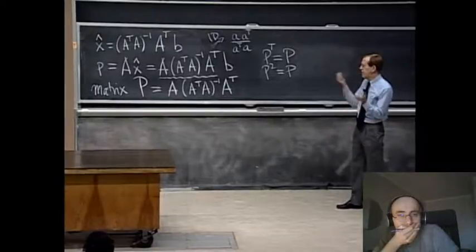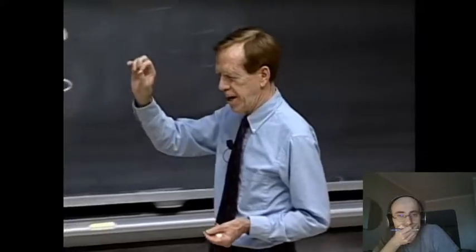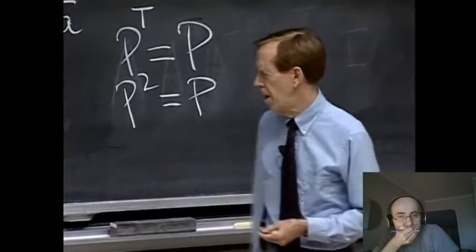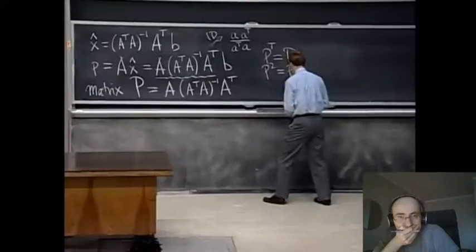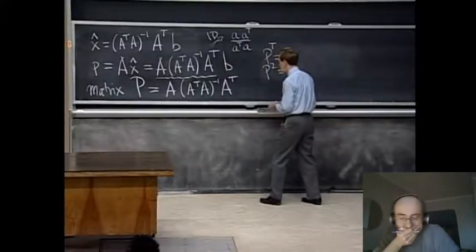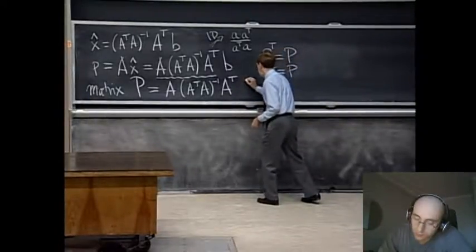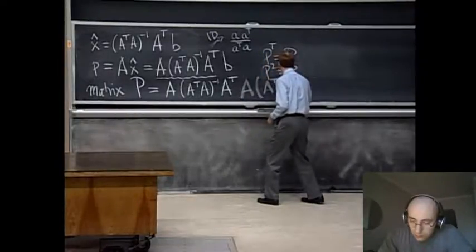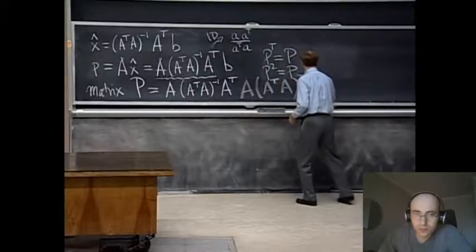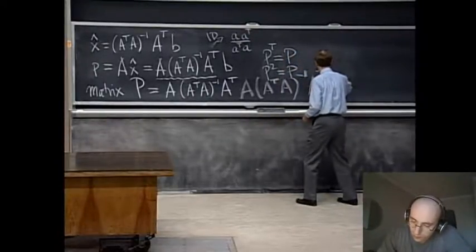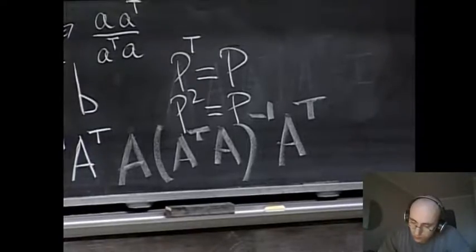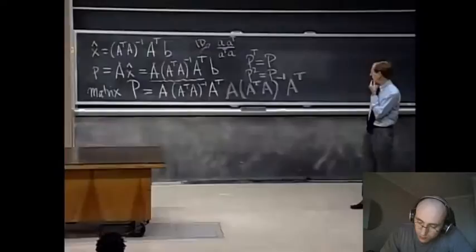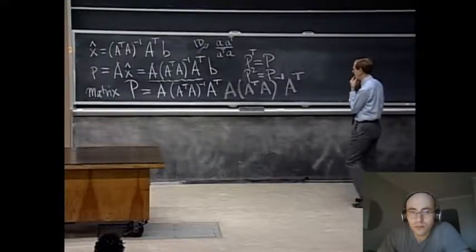Because we know geometrically that the first projection pops us onto the column space, and the second one leaves us where we are. So I expect that if I multiply by another P, so there's another A transpose A inverse A transpose, God, 8 A's in a row is obscene, but do you see that it works?